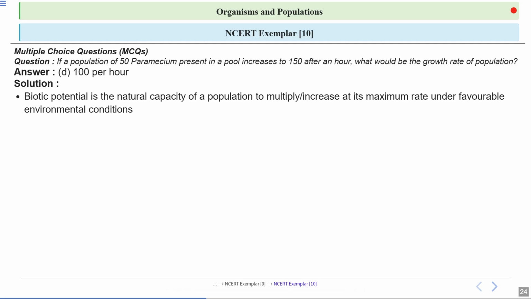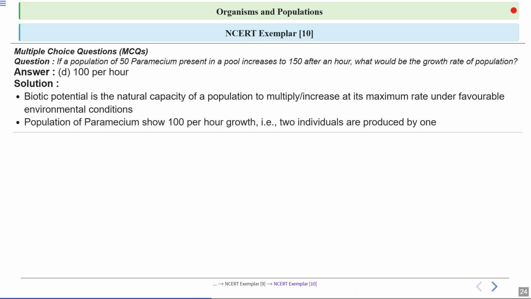Now let's first talk about the biotic potential. Biotic potential is the natural capacity of a population to multiply or increase at its maximum rate under favorable environmental conditions. This is like the maximum speed at which a population can grow if everything in the environment is perfect. That means there is plenty of food, there are no predators and ideal conditions.